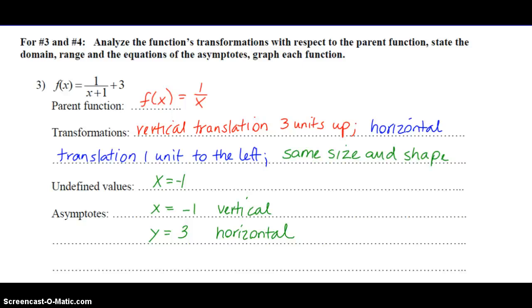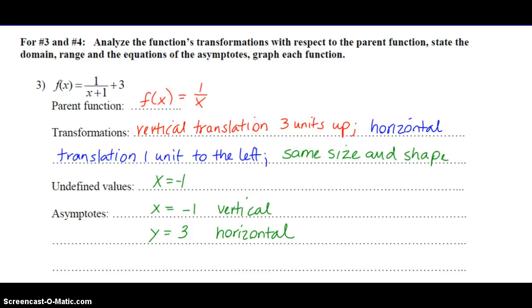So our parent function is f of x is equal to 1 over x. We use what we know about transformations from previous chapters, and we know that we have a vertical translation 3 units up, and we also have a horizontal translation 1 unit to the left. Because of the numerator in the fraction, we're going to have the same size and shape, meaning no dilation.